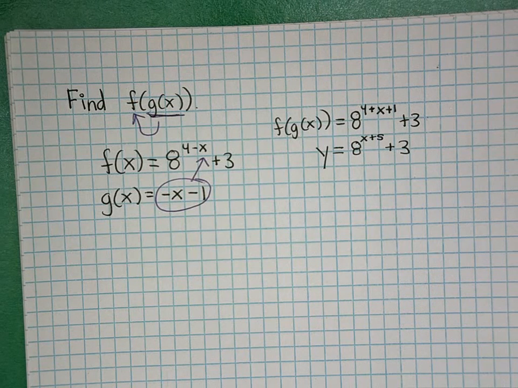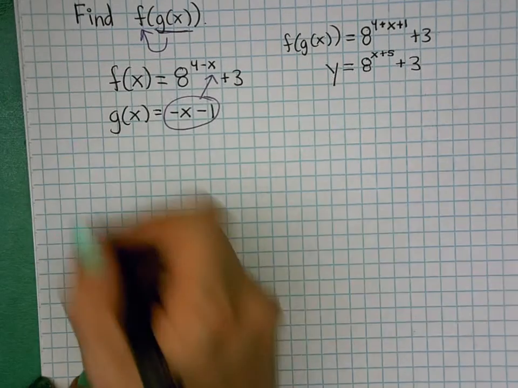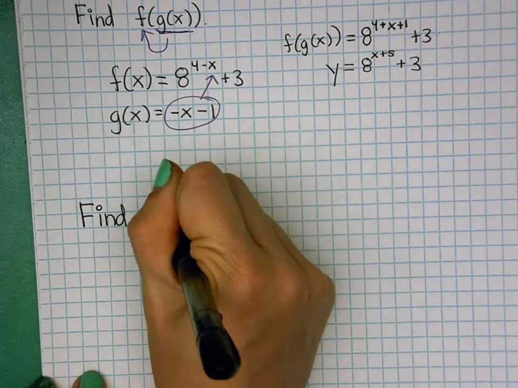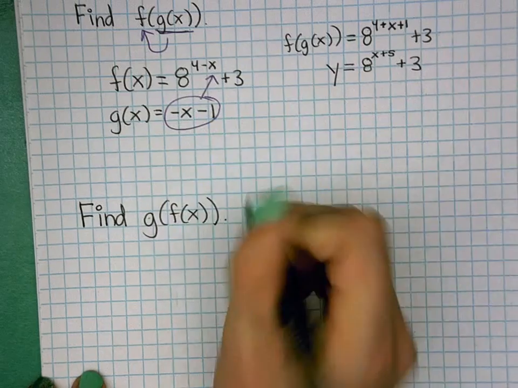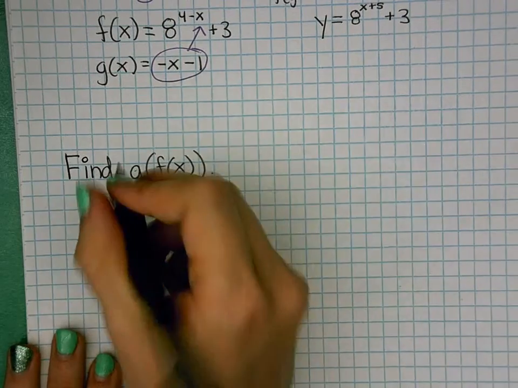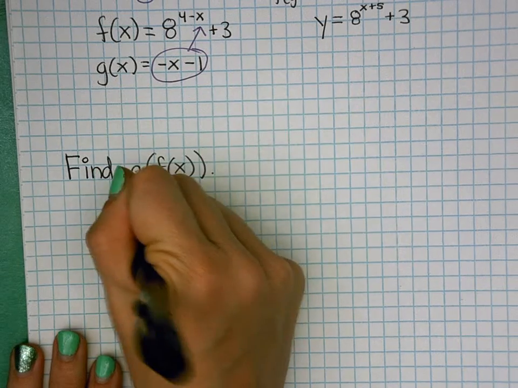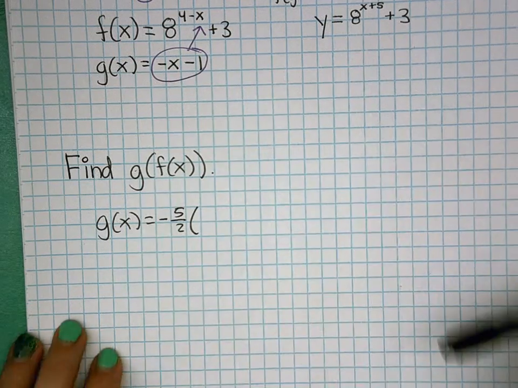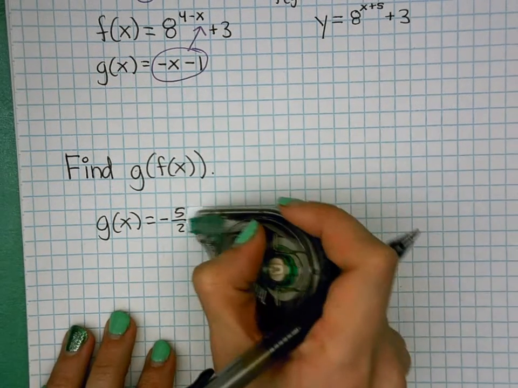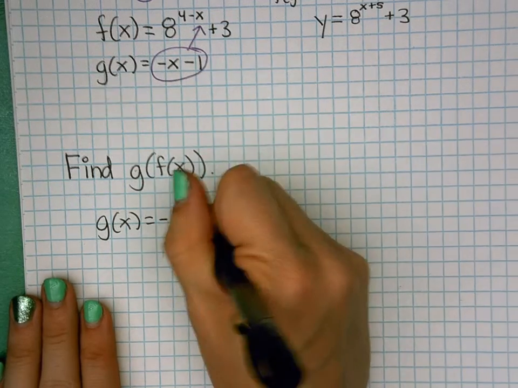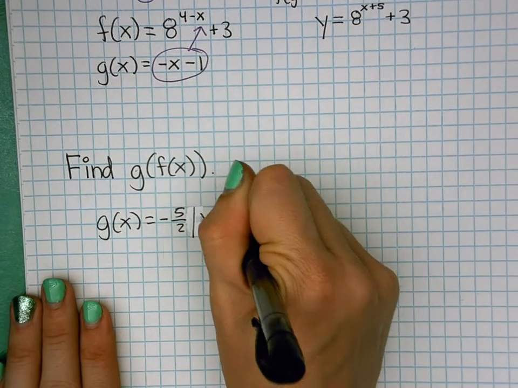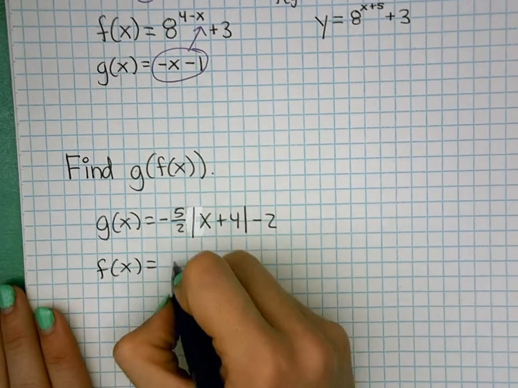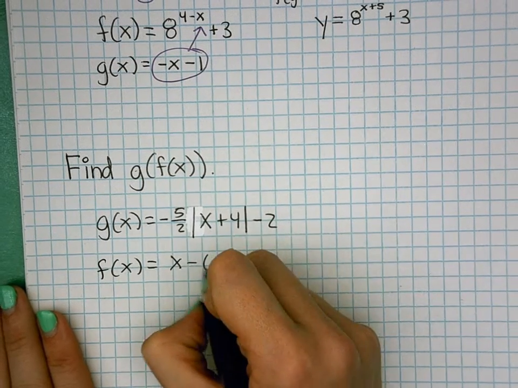Okay, second one and final one for composite functions here. Let's go ahead and find g of f of x, okay, and we are going to have g of x equals negative 5 halves times the absolute value of x plus 4 minus 2, and f of x is going to equal x minus 6. Okay, go ahead and pause the video, give this one a shot, restart it when you are ready.